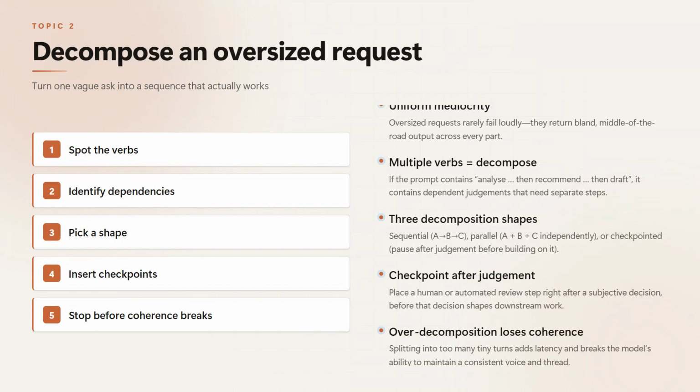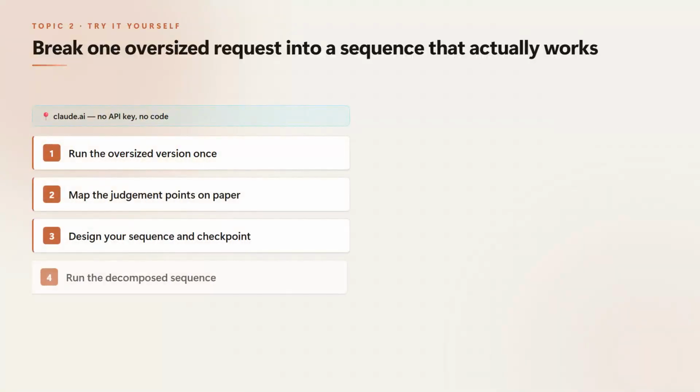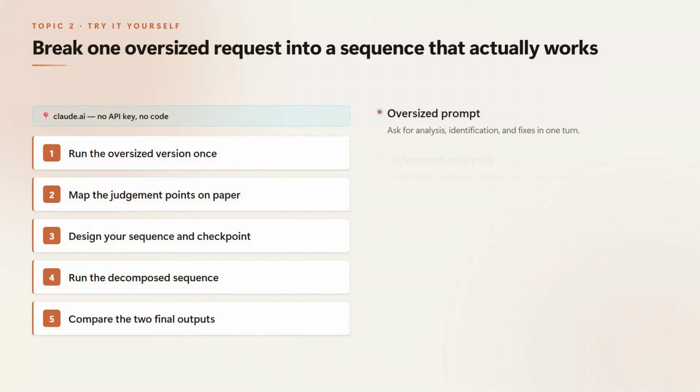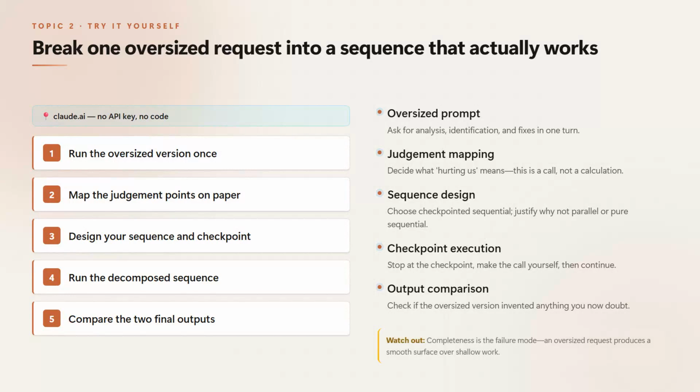That's where you place a checkpoint. In a moment, you'll practice this by first running an oversized prompt, then designing a checkpoint sequence and comparing the two results. Here is the sequence to run yourself. Oversized prompt. Judgment mapping. Sequence design. Checkpoint execution. Output comparison. Completeness is the failure mode, and an oversized request produces a smooth surface over shallow work.